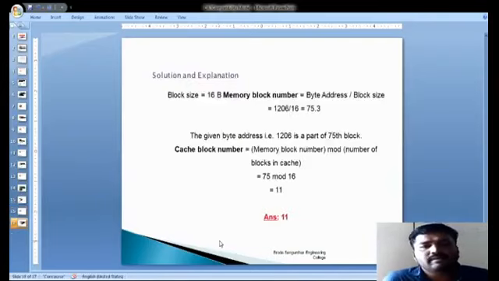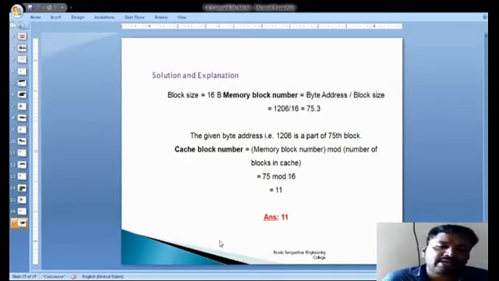So block size is equal to 16 bytes. So memory block number is equal to byte address divided by block size. So 1206 divided by 16, we will get 75.3 approximately. So the given byte address, that is 1206, is part of the 75th block. Okay, approximately we can take. So cache block number is equal to memory block number modulus of number of blocks in the cache.